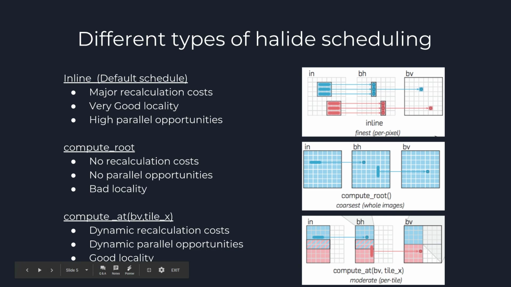This obviously has a dynamic recalculation cost and dynamic parallel opportunities, as we can increase or decrease the BV tile size to alter both of them. Because of this, it has the chance to have great locality or good locality or terrible locality, depending on which choice is chosen.